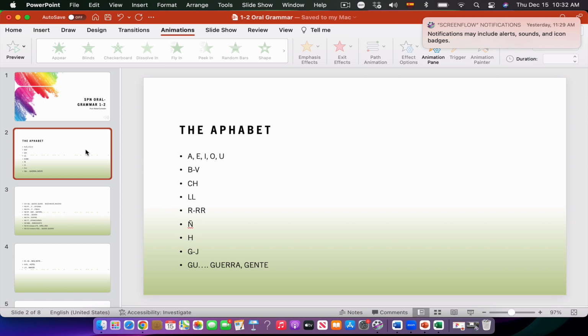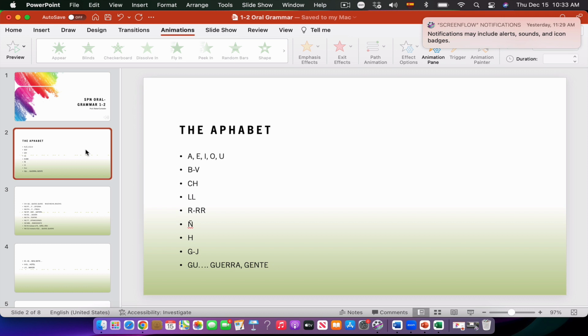Then we have the combination CH. In English, many times you get it like in chemistry or chiropractor, right? But in Spanish, it's always going to be like cha, che, chi, cho, and chu. For example, you say muchacho. Then we have the LL, that in English sometimes is like in collateral or college. In Spanish, it's going to be ya, ye, yi, yo, and yu.